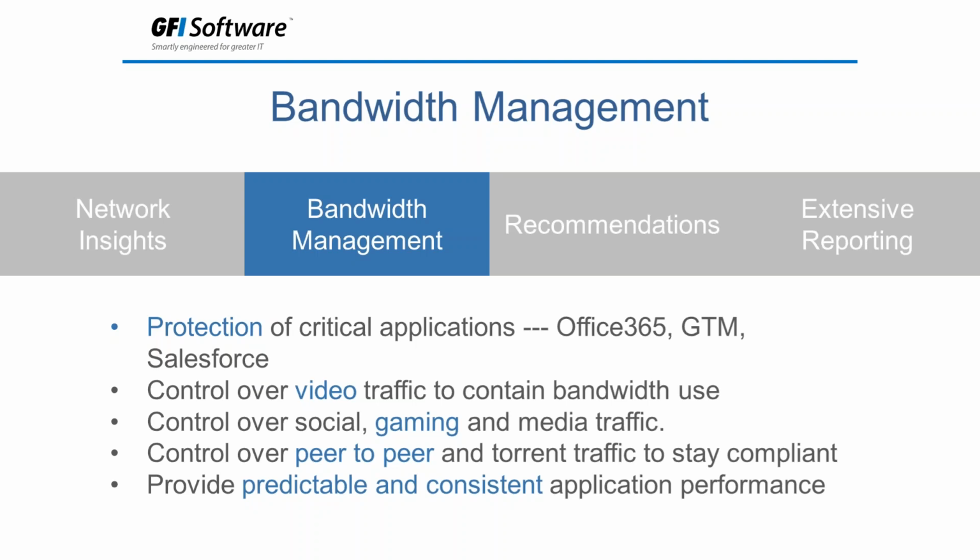We also implemented the control over the social, gaming, and media traffic, which in this example above was not desired. We implemented peer-to-peer and torrent traffic policies to stay compliant, fair usage, what have you. And we also essentially achieved this aspect of QoS. We've provided this predictable and consistent application performance. And that's basically the goal. That's what we want to ensure. We want to decrease the aspect of this risk.